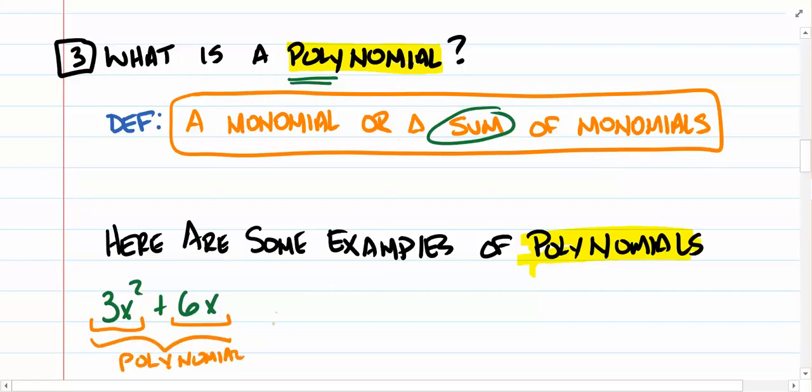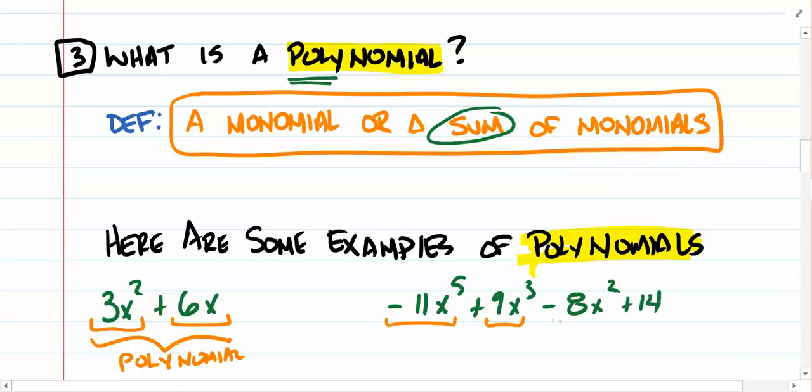Here's another example of a polynomial. What if I did this? How about negative 11x to the fifth plus 9x to the third minus 8x to the second plus 14? Each of these individual terms make up monomials. Negative 11x to the fifth is a monomial. 9x to the third is a monomial. Negative 8x squared is a monomial. 14 is a monomial. When I start adding or subtracting them together, collectively they make up a polynomial.